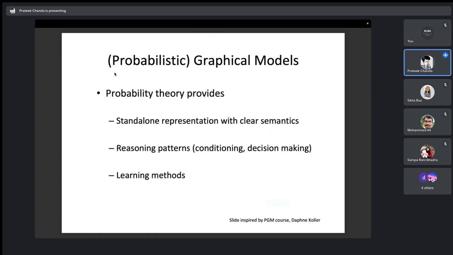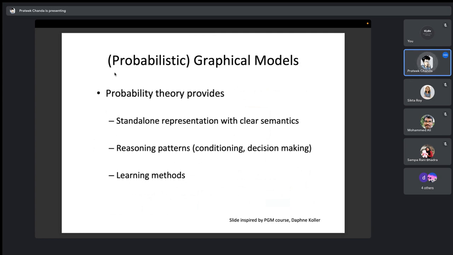So what does probability theory as a whole provide? In our lecture one, I think we did a very short crash course on probability basics, and here we would be heavily using those. As we saw at that time also, probability theory provides a standalone representation with clear semantics, because you have semantics like probability of an event, probability of an event given another event, and all those. And you also have reasoning patterns like conditioning, as I said, like using Bayes theorem and all.